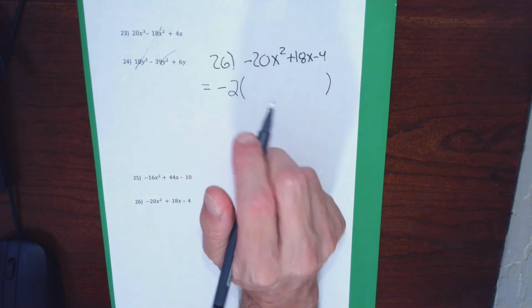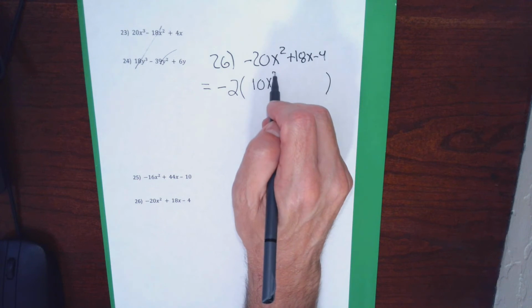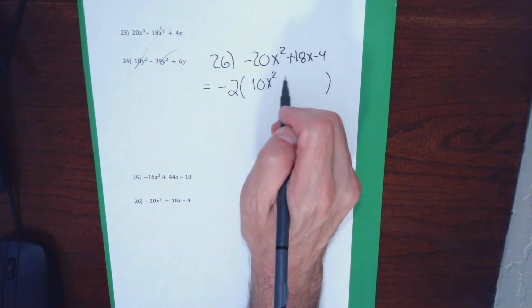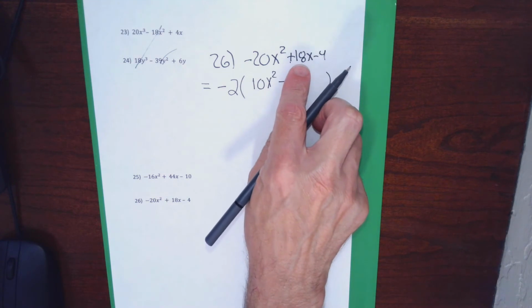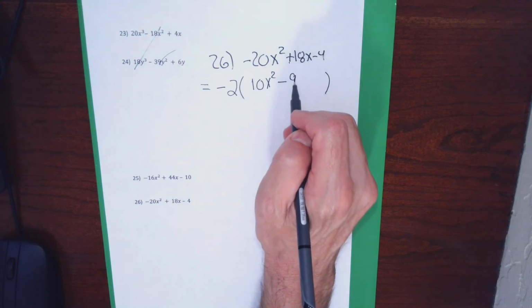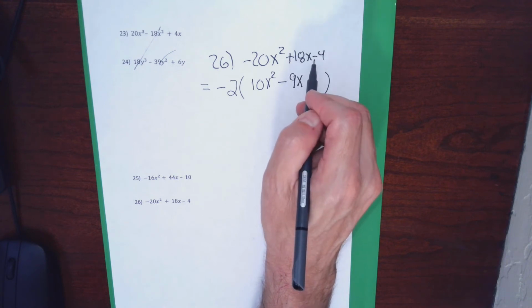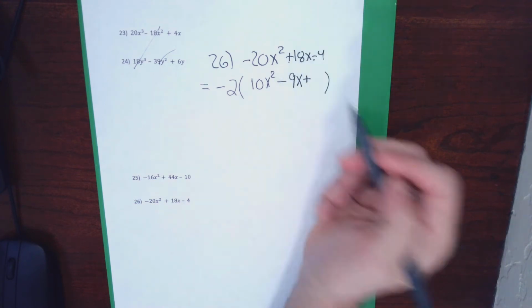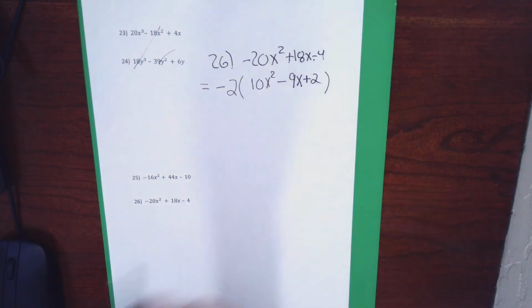This 20 I'm going to divide by 2 and get a 10. I'll bring down the x squared. This plus sign is going to change to minus because I factored out a negative. This 18 I'm going to divide by 2 and it's going to turn into a 9. I'm going to leave the x. That minus sign I'm going to change to plus because I factored out a negative. That 4, because I factored out a 2, I'll divide by 2.